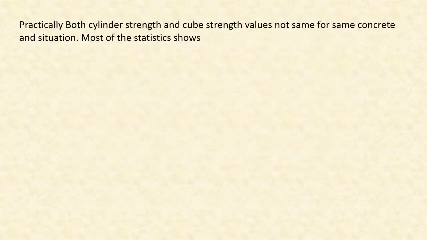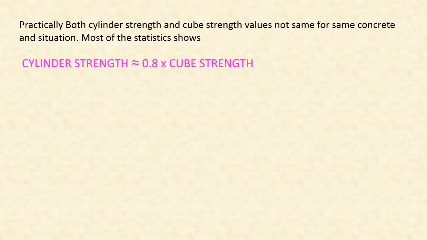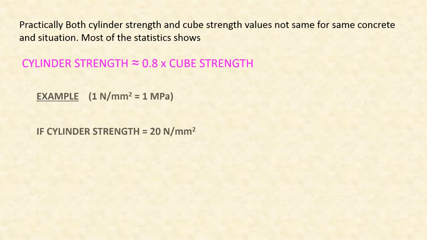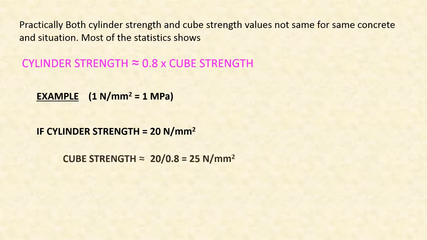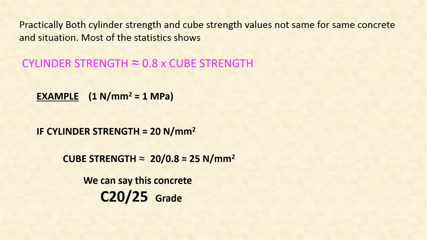Practically, cylinder strength and cube strength values are not the same for the same concrete and situation. Most of the statistics show cylinder strength is approximately equal to 0.8 times cube strength. For example, if cylinder strength is equal to 20 megapascal, then cube strength is equal to 20 over 0.8, which is 25 megapascal. We can say this concrete is C20/25 grade.